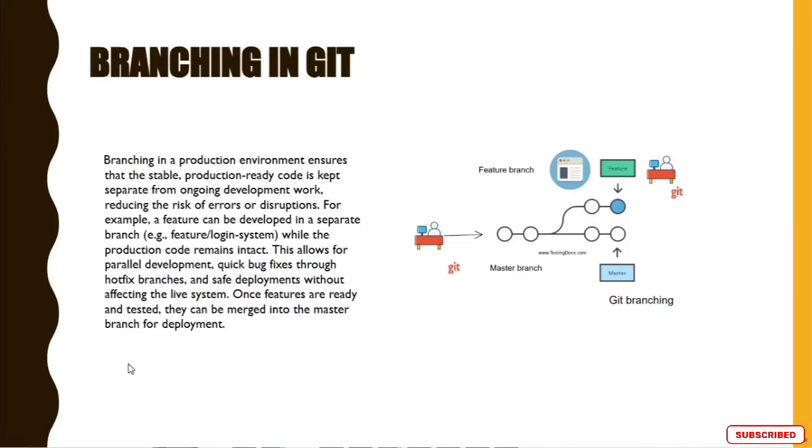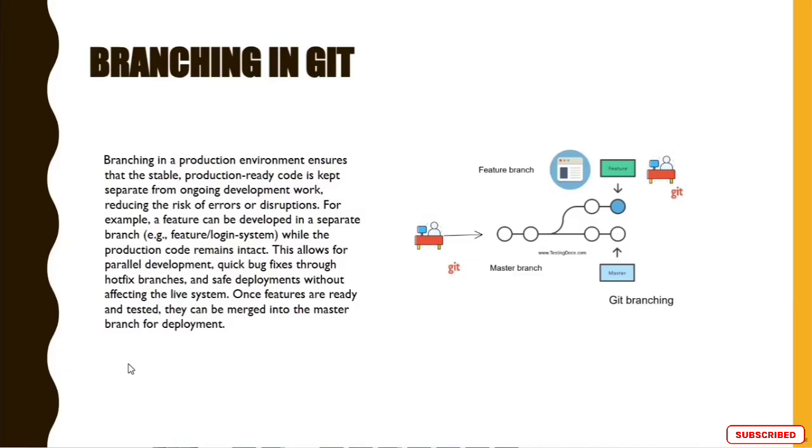Let's deep dive into the concept of Git branching. First, let's understand why branching is required in version control. So branching in a production environment ensures that the stable production ready code is kept separate from ongoing development work, which reduces the risk of errors or disruptions.